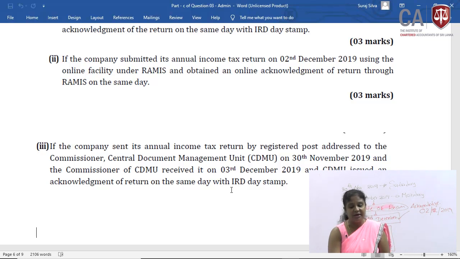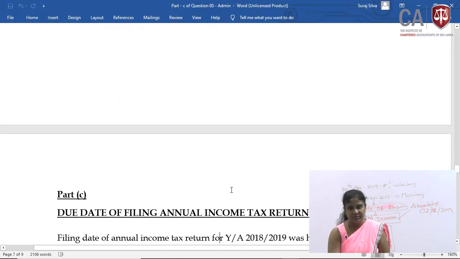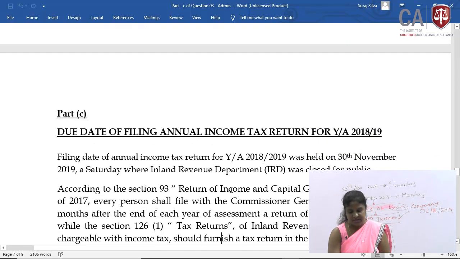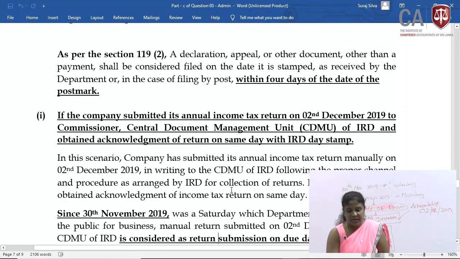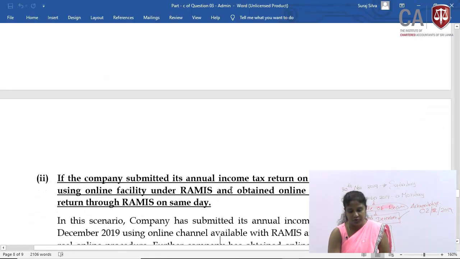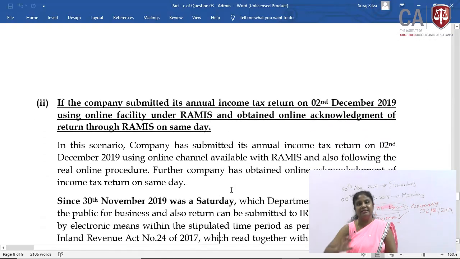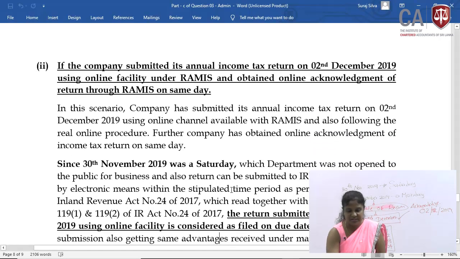Now the company has filed the return online. Then is it considered as a return filed on the due date? Of course it is. Why? Because 30th November is the weekend, and the IRD has not opened for the public. Therefore 2nd December, as with the manual submission, in the same way this is considered as the return filed on the due date. Only the channel is the online channel. Now we will see the answer.